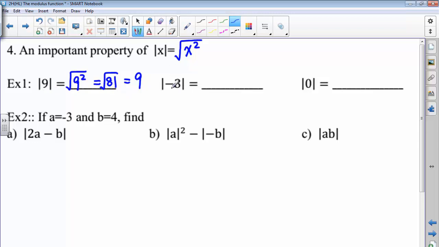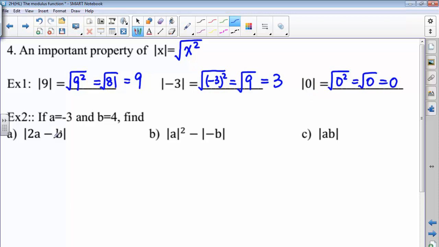The modulus of negative 3 equals the square root of negative 3 squared. Negative 3 in brackets squared is 9. So it's the same as the square root of 9. Root 9 is just 3. So we know the modulus of negative 3 is 3. The modulus of 0 is equal to the square root of 0 squared. It's the square root of 0, which is 0. So the absolute value of 0 is always 0.